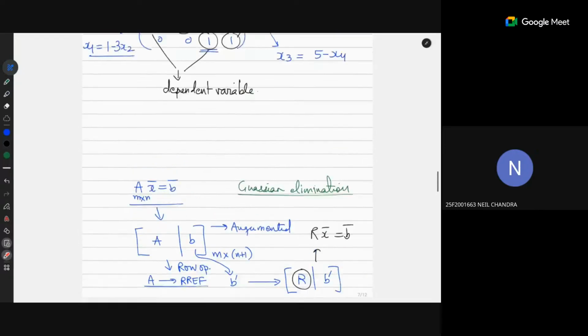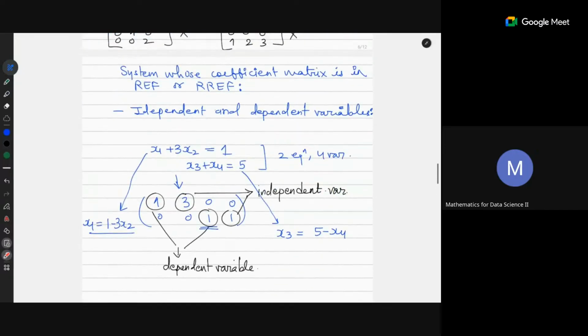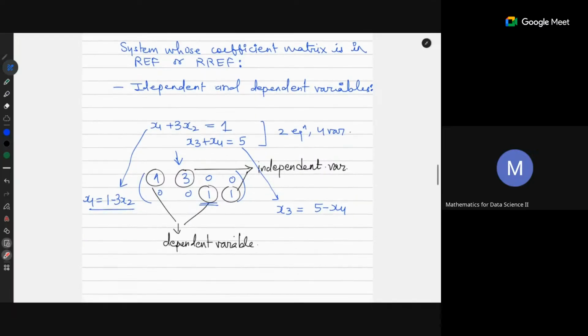Whenever you have the coefficient matrix in RREF form, it is simple to solve, as you saw in this example. You can write dependent variables in terms of independent variables by directly substituting: x3 is equal to 5 minus x4, and x1 is equal to 1 minus 3x2. That's fine. Yes, Shelly. So the augmented form is for every system of linear equations, means for unique solution, finitely many solutions, and all. Yes.